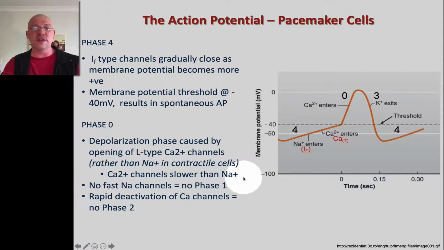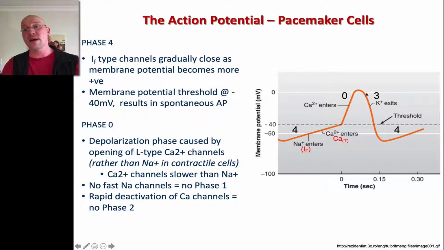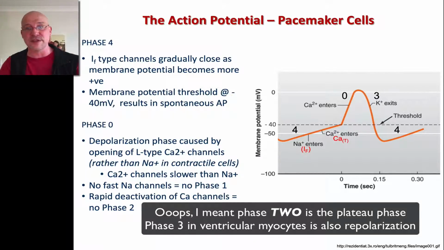So the calcium channels are rapidly deactivated, so we don't get a phase 2. We jump right into our phase 3. Phase 3 in the ventricular myocytes is that plateau phase. We don't have a plateau here because the calcium channels open and then they close and then the cell resets.